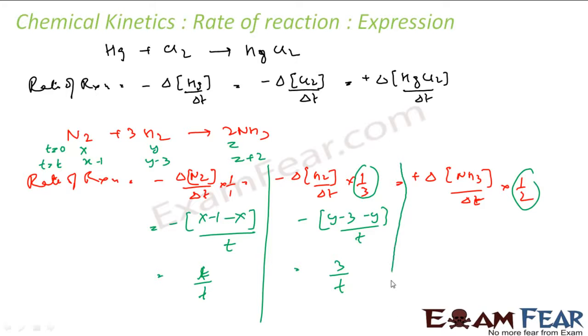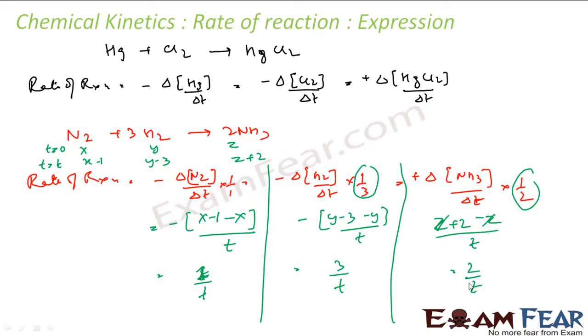Let's find for these values. Change in concentration of NH3, ammonia: final concentration is z plus 2, initial is z. Final minus initial by t. z cancels. That is 2 by t. So if you see, this is 1 by t, this is 3 by t, this is 2 by t.